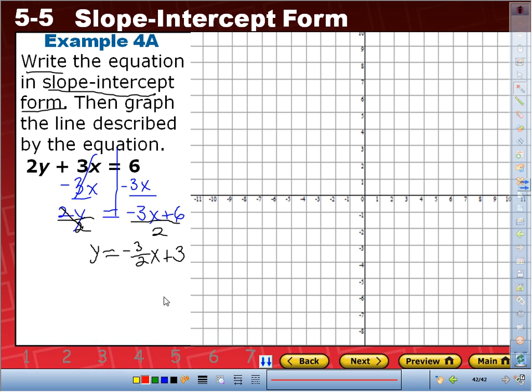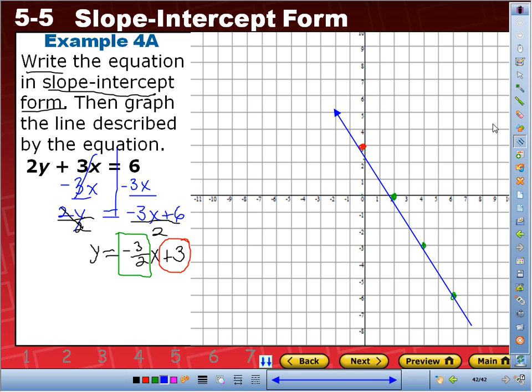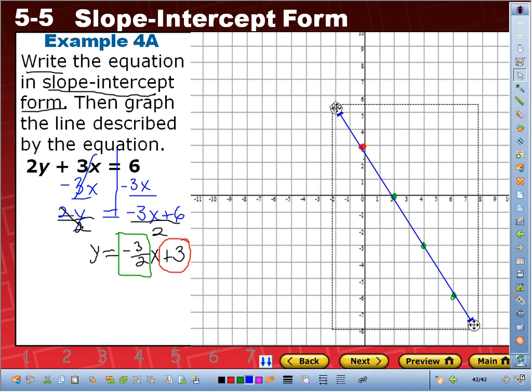Let's graph this. Where do I start? Positive 3. You circle that. You plot your 3 at y equals 3. There it is. What is my slope? Negative 3 over 2. That means 3 steps down, 1, 2, 3, and 2 to the right. Do it again. 1, 2, 3, 2 to the right. And you graph your line. There it is.